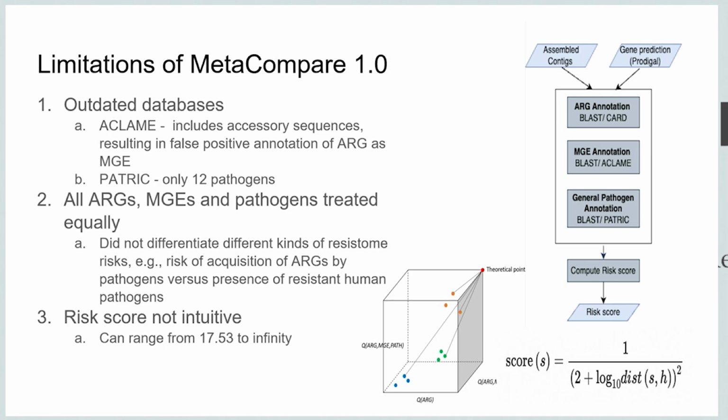Secondly, in calculating the risk score, MetaCompare does not distinguish which ARGs or pathogens are of more concern to human health. And finally, the risk score is not very intuitive. It can range from 17.53 to infinity in theory.